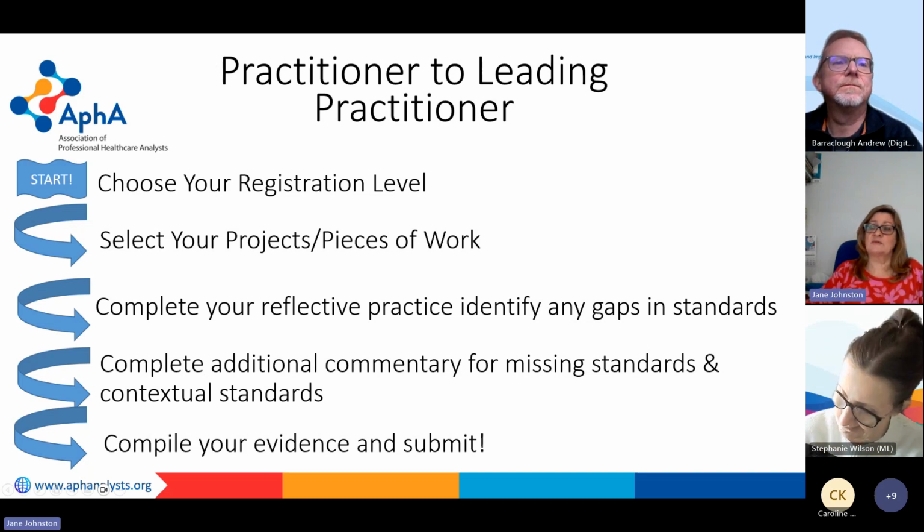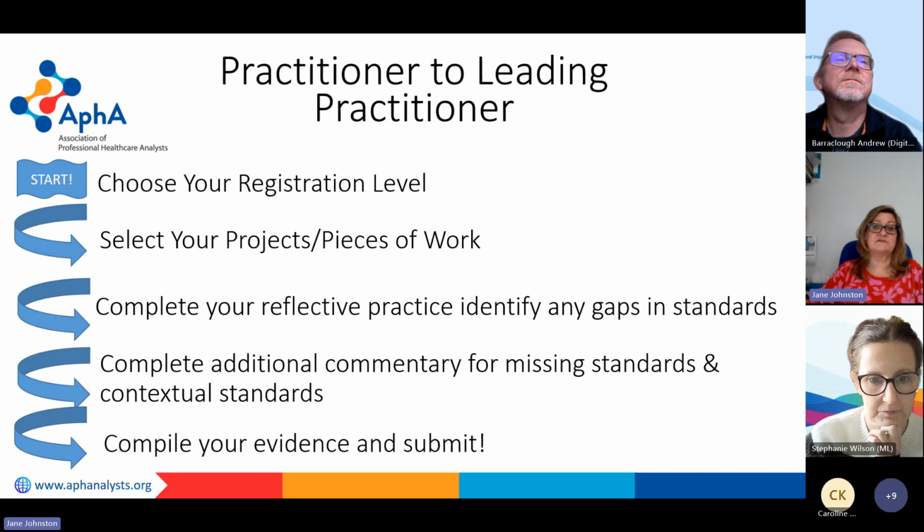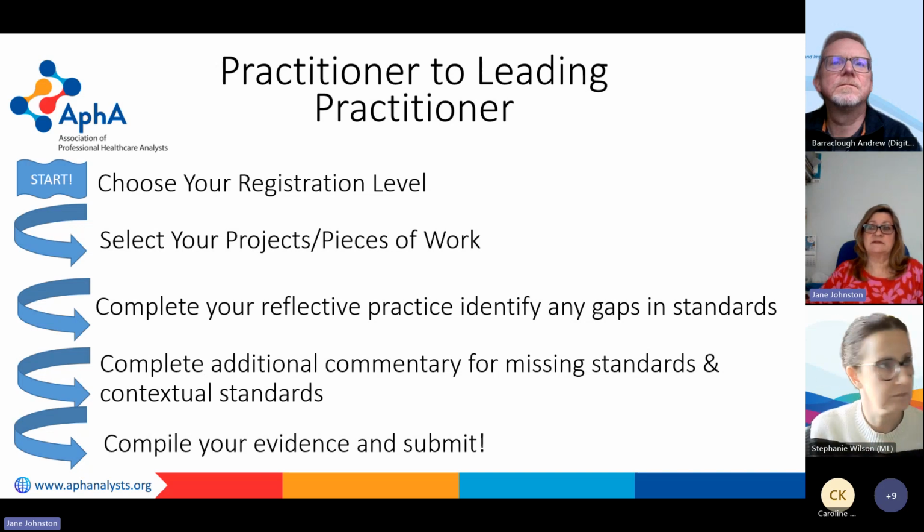And you also have commentary. You can put commentary into the application form itself just to expand on some of the areas, but mostly the reflective practice will cover most of it. Then pull together your evidence for what you've been saying and submit by going back to that website and uploading the application and all the evidence.